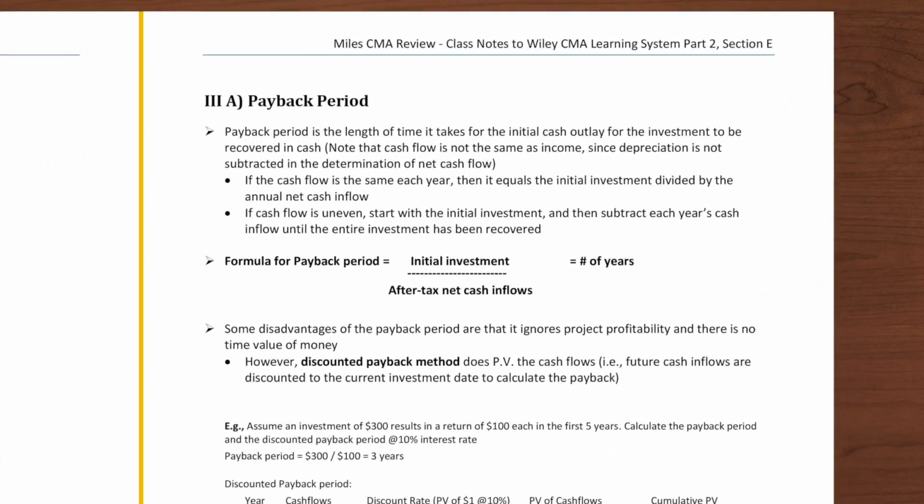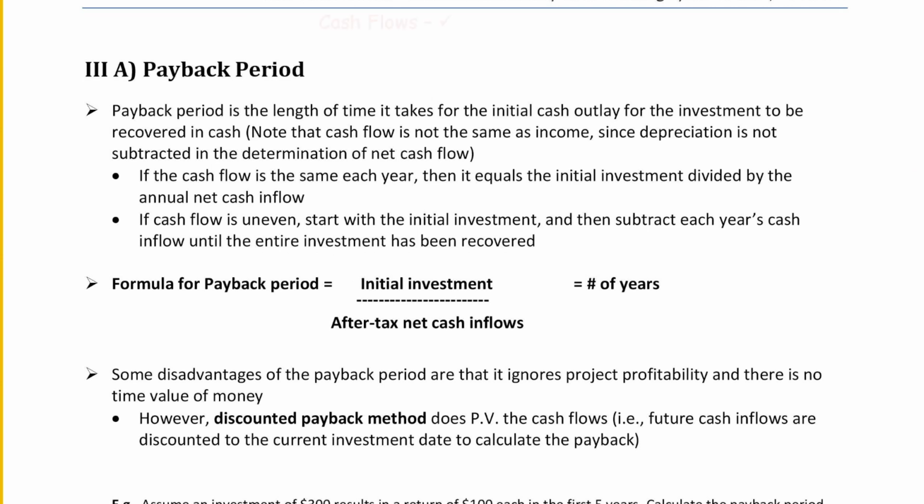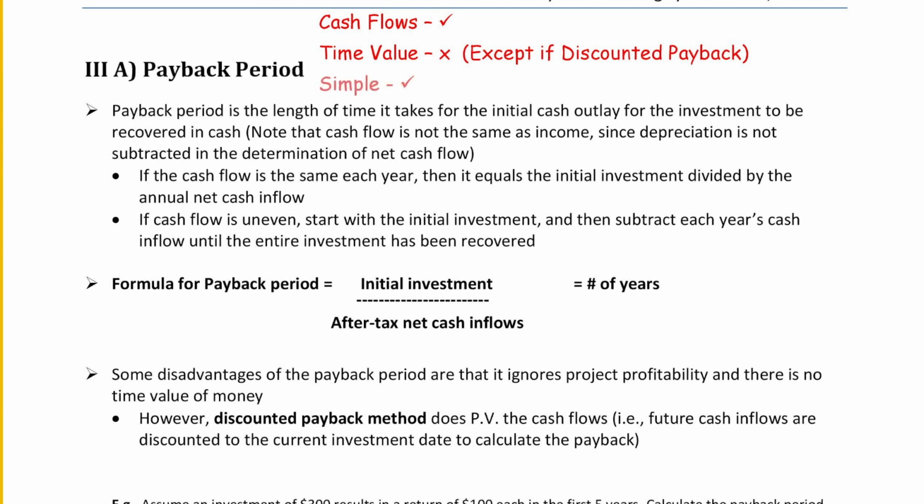We're looking at the payback period. Right there, cash flows, and put a tick mark because we use cash flows for payback period. Right, time value and put a cross because we don't use time value of money to calculate payback period. But right there, except if discounted payback. So it's only in discounted payback method that we use the time value of money. Then write simple and put a tick mark because this method is very simple.